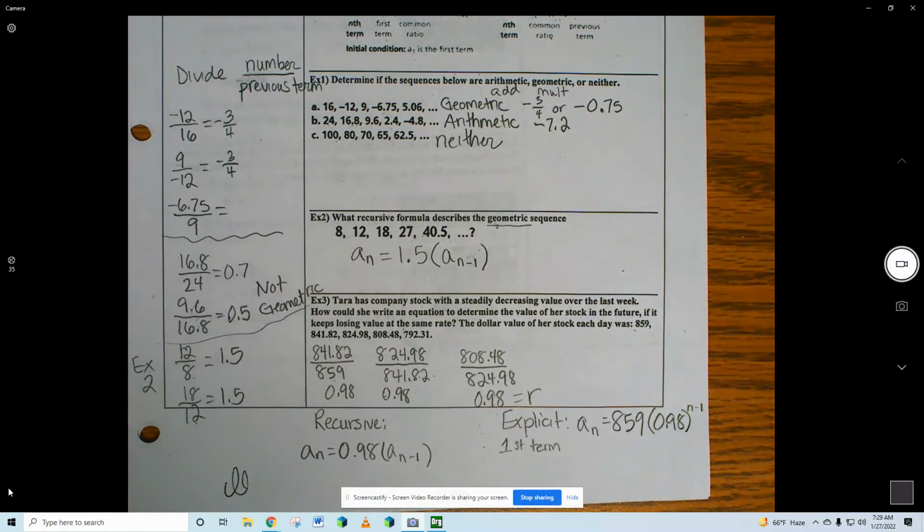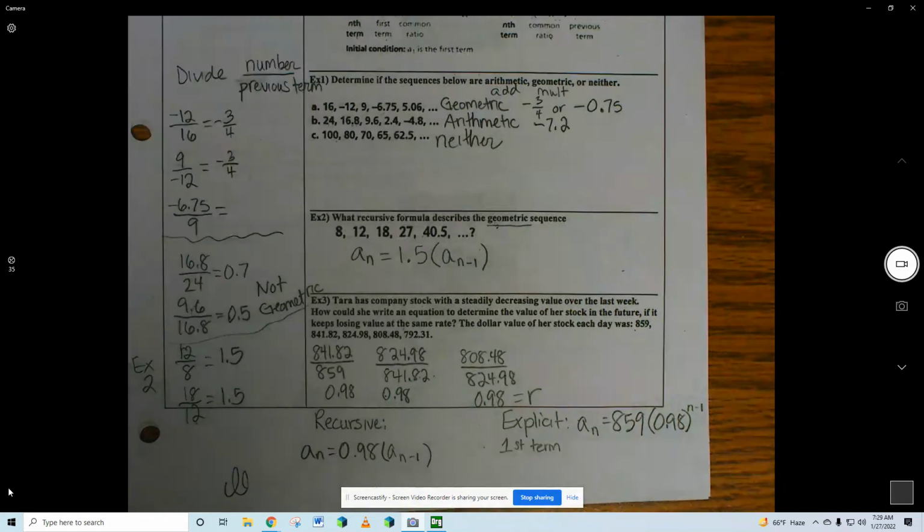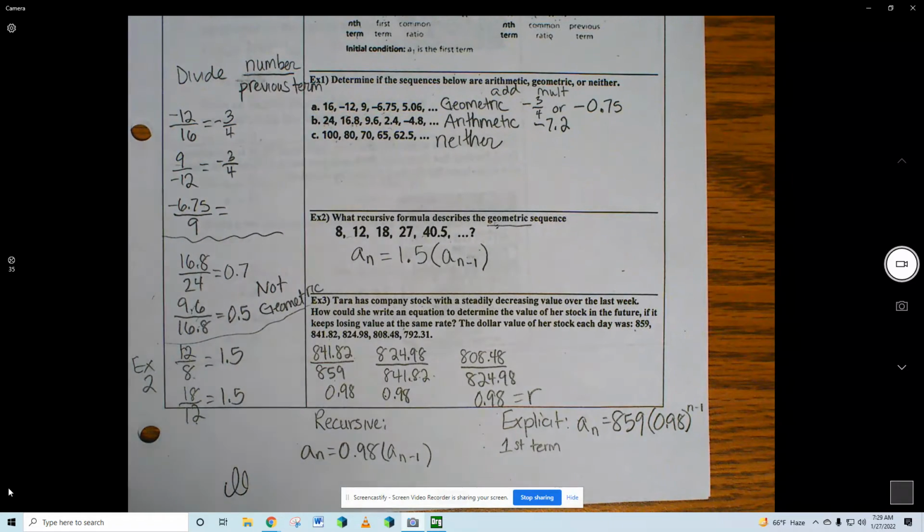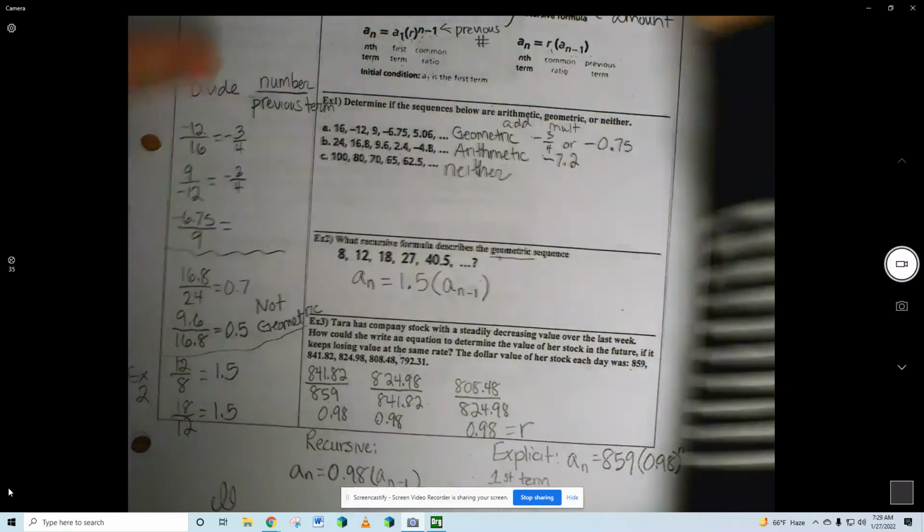So we're using our calculators to do dividing to figure out what's the common ratio. What is it dividing by? Or what is it being multiplied by? All right, let's move on.